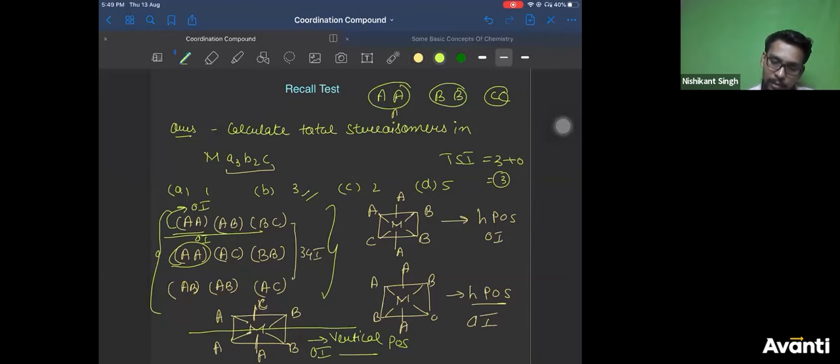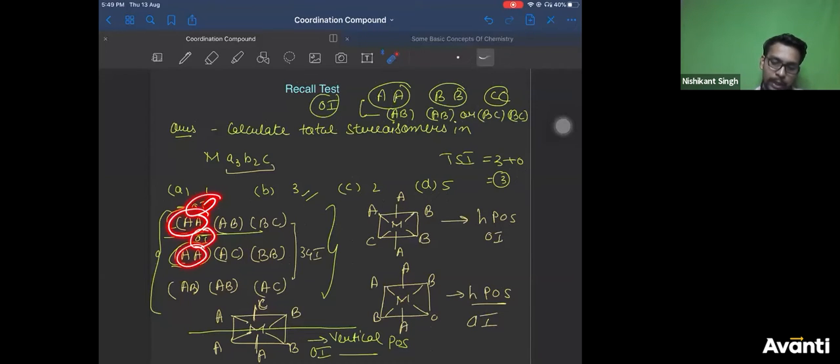And if your AB is repeated 2 times or BC is repeated 2 times, then that will also be optically inactive. Okay? So for example, in this AA is there, it is optically inactive. In this AB is repeated 2 times, this will also be optically inactive. So this is also a trick you can use, but I will not recommend you to use that, because the moment you get a bigger molecule, your trick fails. Your trick will not support you in the bigger molecules. Okay?